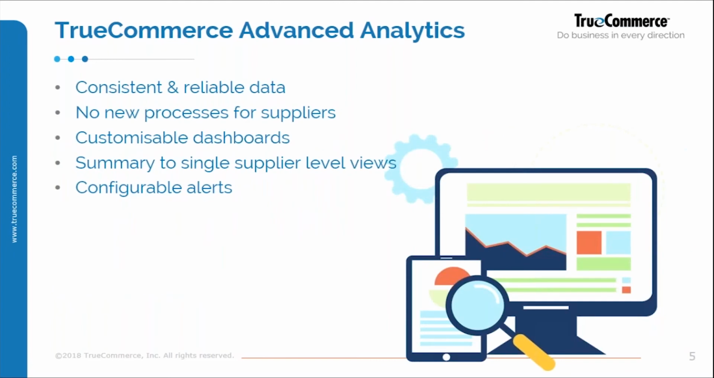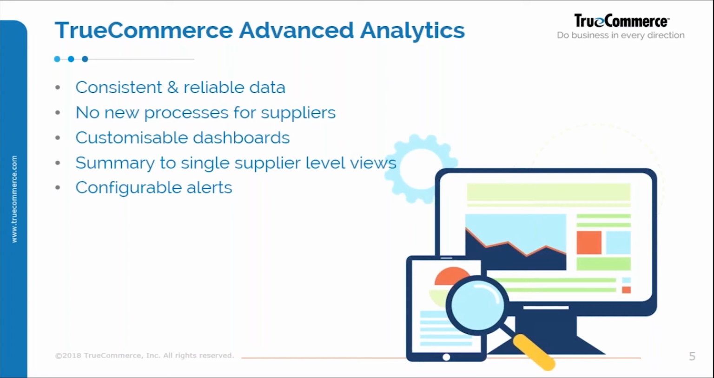The TrueCommerce Advanced Analytics solution has many attributes that could be used to help organisations manage their supplier network. These include consistent and reliable data. Data underpinning the analytics is taken from line of business transactions that have been processed and as such can be considered both consistent and reliable. No new processes for suppliers. The supplier data required for analysis is contained within message transaction detail. This means suppliers do not need to make additional provisions to furnish the necessary information. It already exists within our solution database.